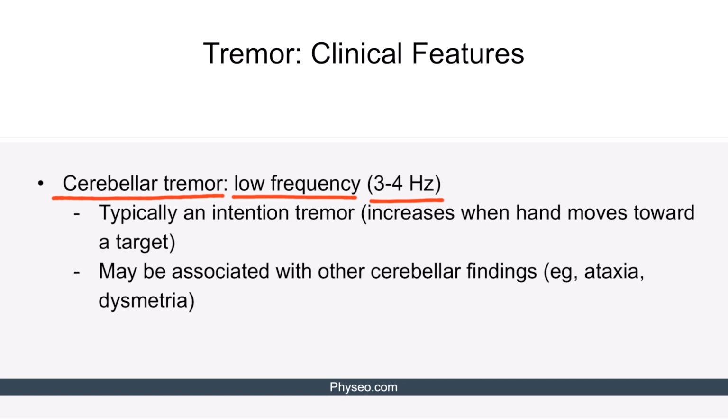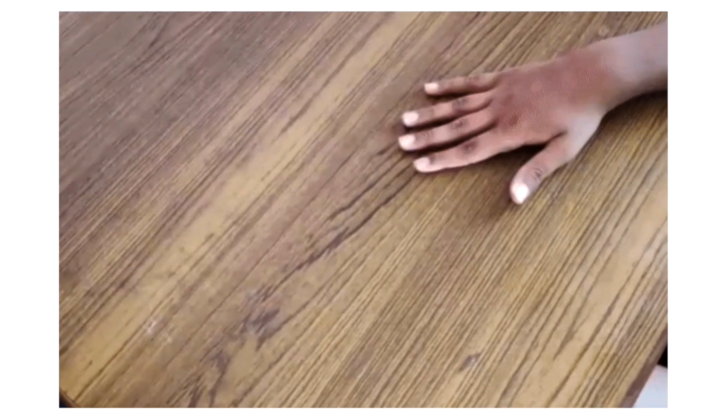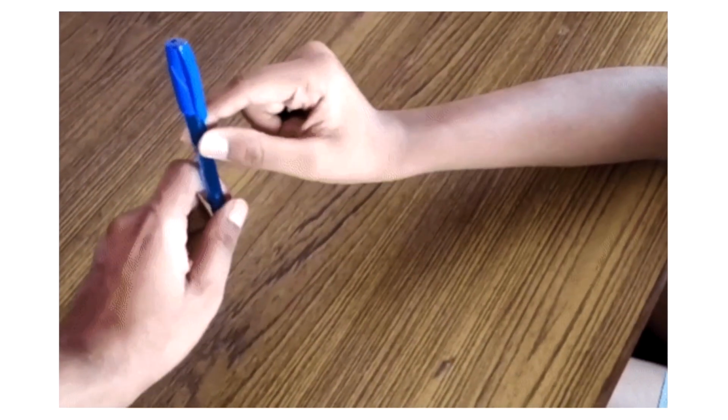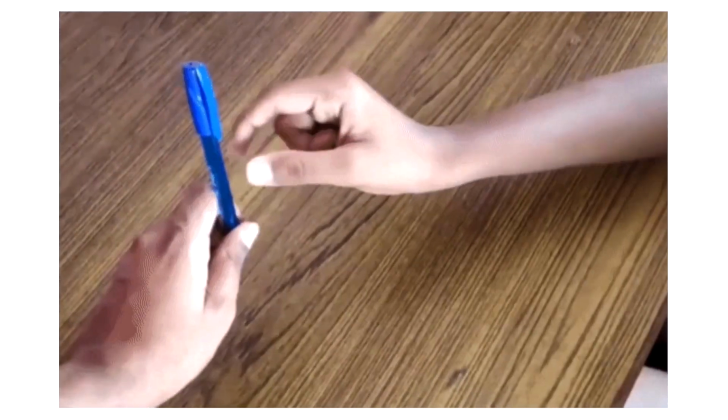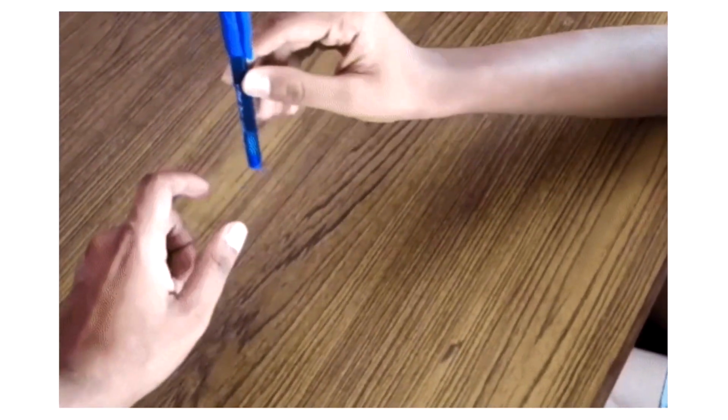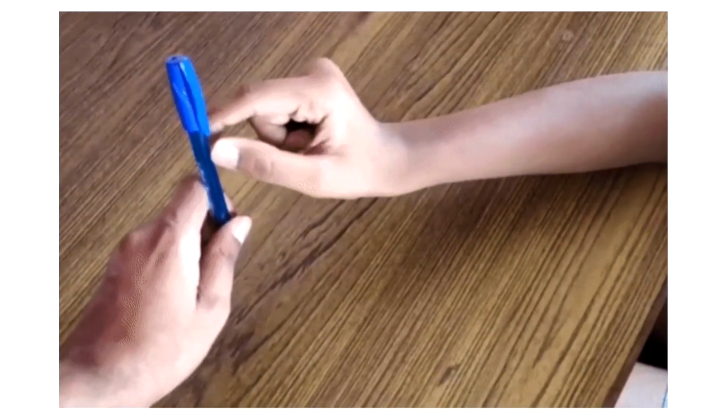It is important to note that the cerebellar tremor may be associated with other cerebellar findings such as ataxia and dysmetria. So these additional findings can usually help us define the type of tremor described in the question. Here is how the cerebellar tremor looks like. Please notice how it is most evident when the hand moves toward a target like picking up a pen.